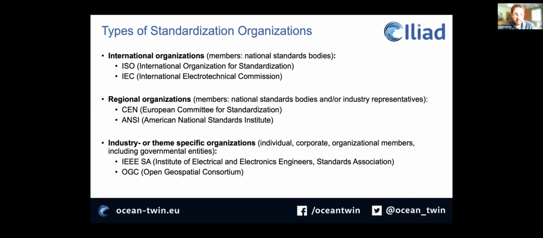I already mentioned that there are several standards organizations. This is a really quick overview because there is a difference between the national, regional, and industry and theme-specific organizations. The international organizations, most known ISO, its members are national standards bodies. Regional organizations, for example CEN in Europe, have national standards bodies, but also include industry representatives.